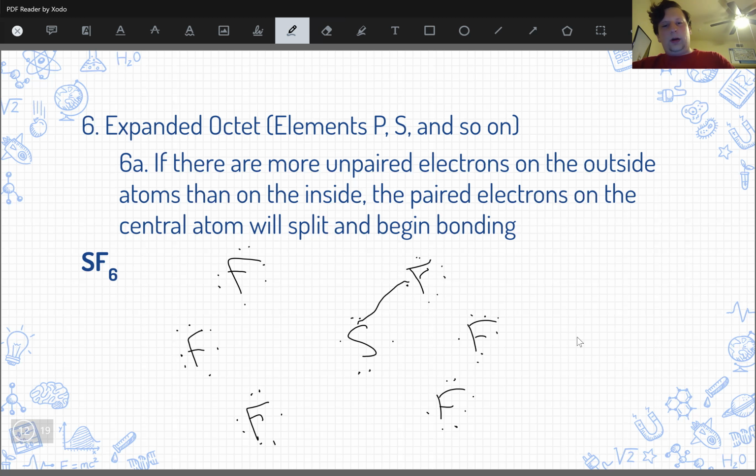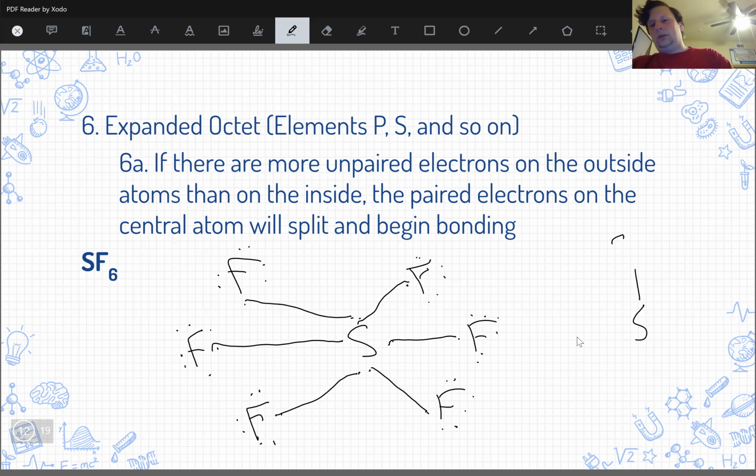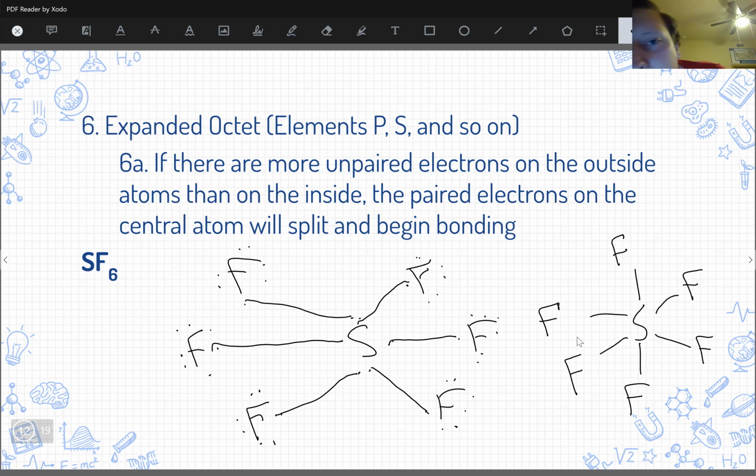So bonding here, bonding here, bonding here, bonding here, bonding here, and bonding here. And so they are left with sulfur. I'm going to neglect all of the electrons on the fluorines just for speed, but know that there should be 6 electrons in addition to the single bond on each of those fluorines.